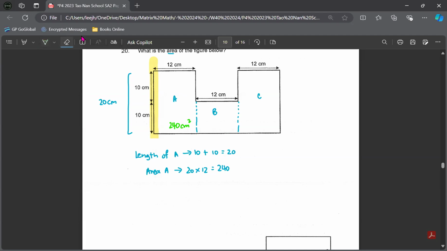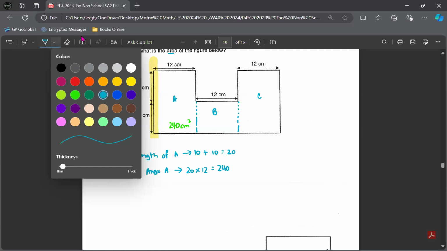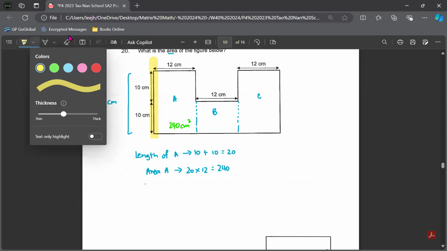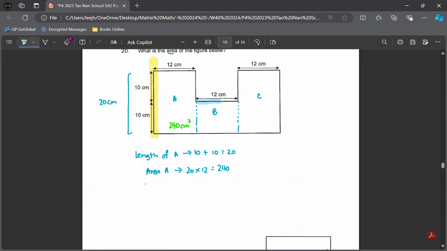Now let's look at area B. Area B, do we know the length and breadth? Yes, we do. If you look properly, the length is here, breadth is here. So we found out the breadth here is 10. So we know the breadth of B is actually 10. So we've got the length and breadth. We can find out what is area B. Length times breadth, 12 times 10, 120. So we write down 120 square centimeter.